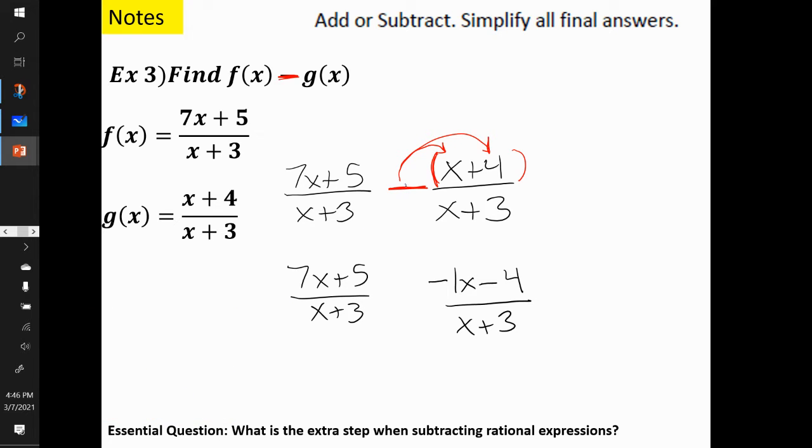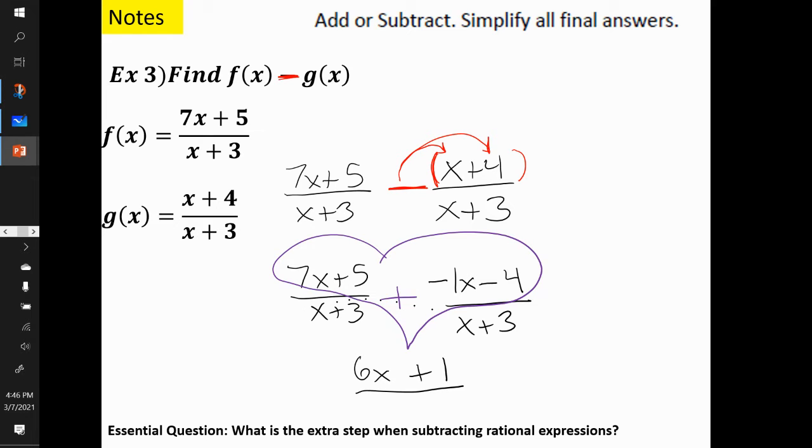And once you do that, once you distribute that negative to everything, this becomes a plus sign. And they are in love because they have a common denominator. So we're just going to combine the tops. And you're going to get 7x minus 1x, because they are like terms, and get 6x. And then we're going to have 5 minus 4, which is 1. And remember the key, when you're adding like terms, you just keep the same denominator. So that is our answer.